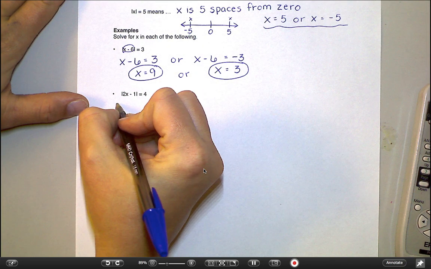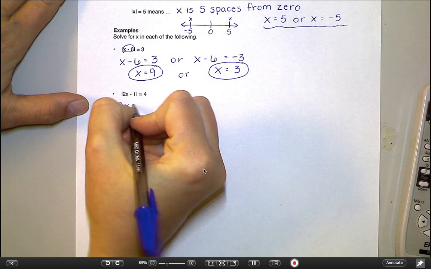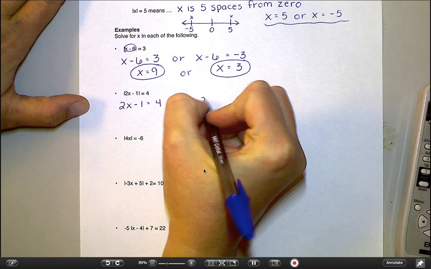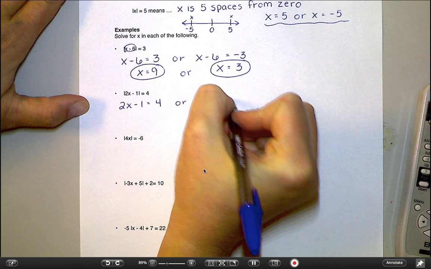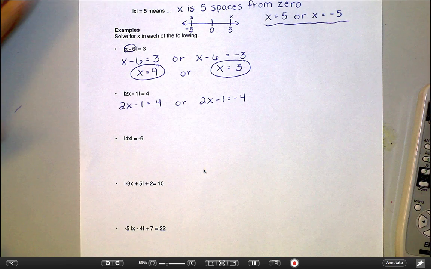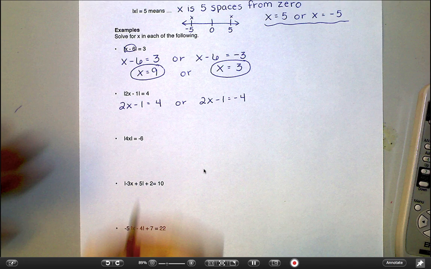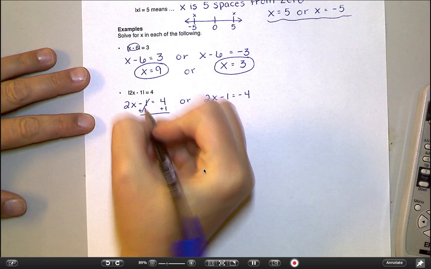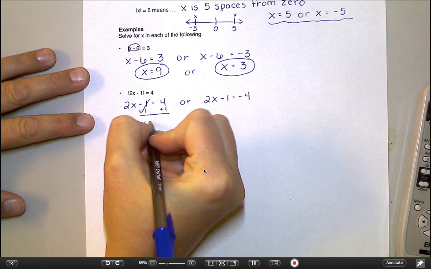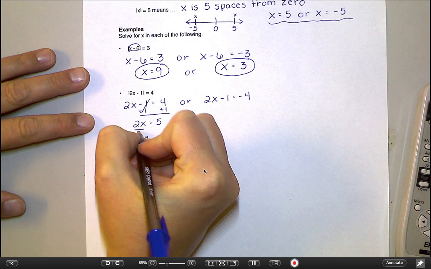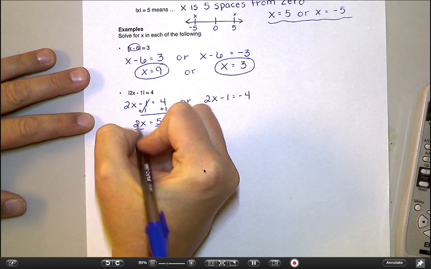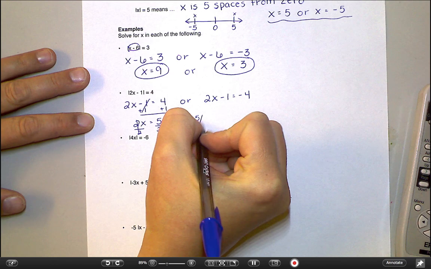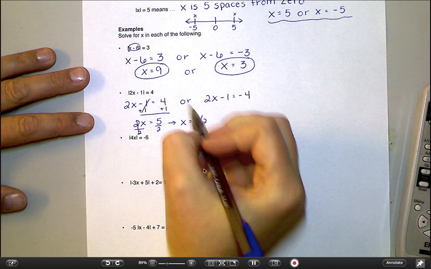The absolute value of 2x minus 1 equals 4, so I can start by breaking this up into 2x minus 1 equals 4, or 2x minus 1 equals negative 4. And then again, I'm going to solve those separately. So I'm going to add 1. This is just two-step equation solving. So 2x equals 5. And then divide by 2, and I get x equal to 5 halves, for one of my solutions.